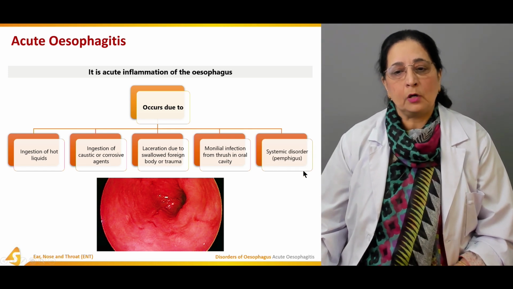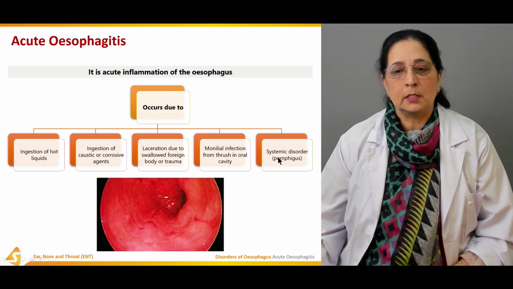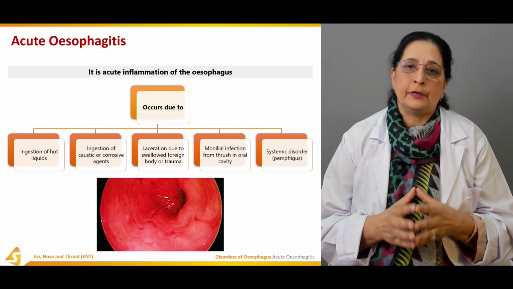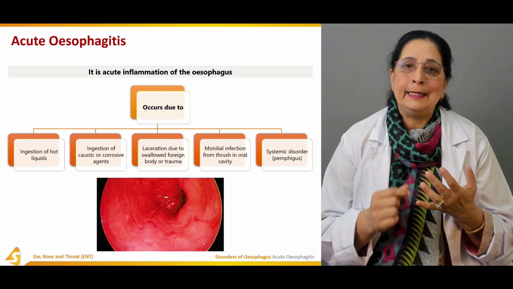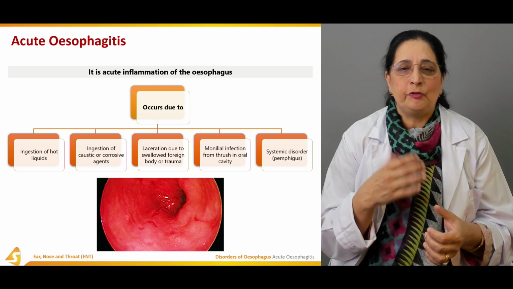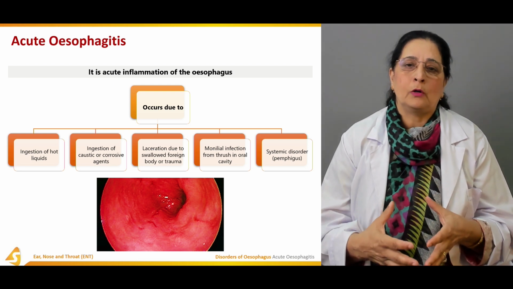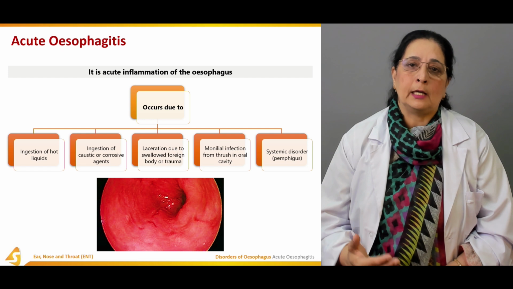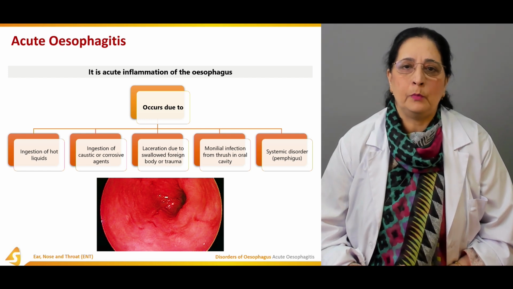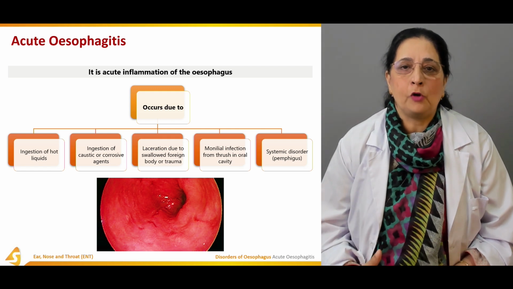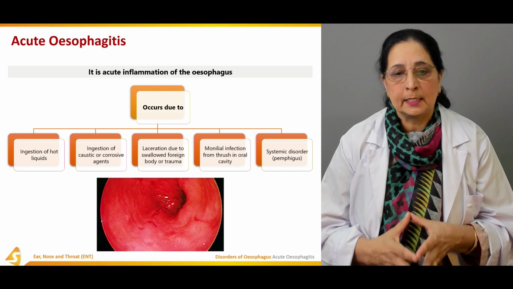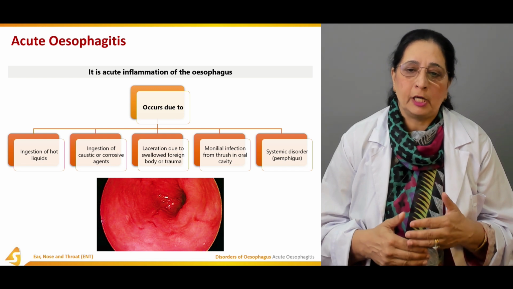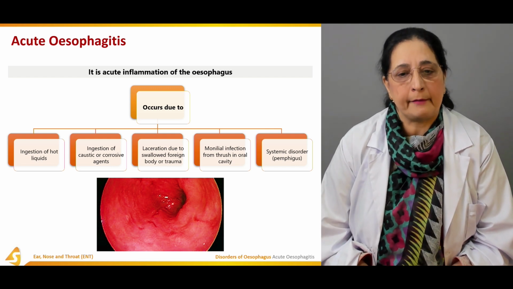Then some systemic disorders like pemphigus disease can cause acute esophagitis. So very common causes of acute esophagitis: ingestion of hot liquid, very common. Sometimes accidentally we drink very hot liquid, hot coffee, hot tea, that can cause laceration of the esophageal mucosa. Laceration due to ingestion of a foreign body or trauma. Then ingestion of caustic or corrosive agents. Monilial fungal infection as a result of oral thrush, and then systemic disorder like pemphigus disease.